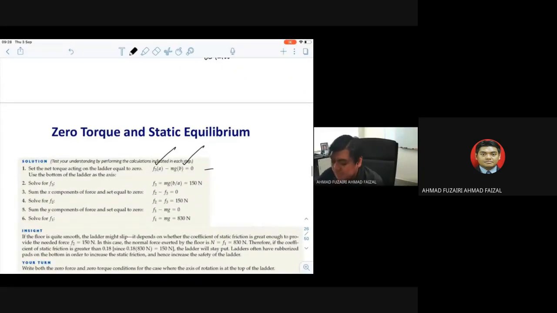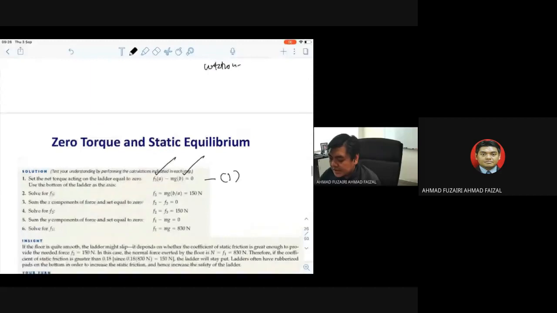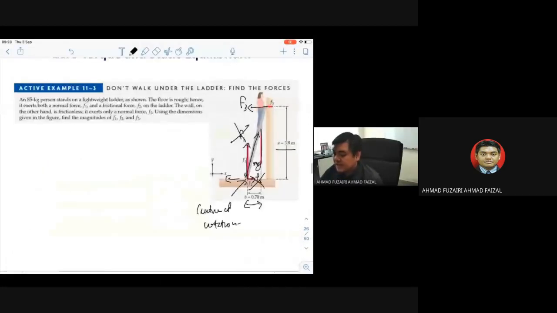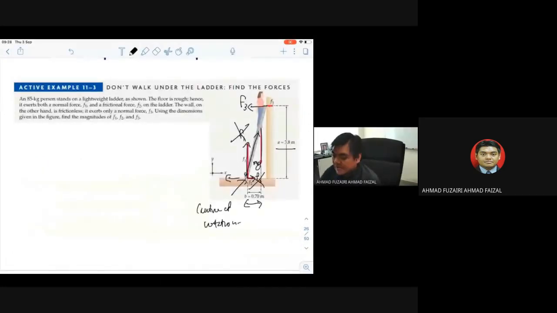So this is one equation. From this we can calculate F3, because F3 is equivalent to mg b over A. For the second equation we get F2 minus F3. In this case we use the summation of Fx equals 0. What are the Fx? F3 is to the left, F2 is to the right.